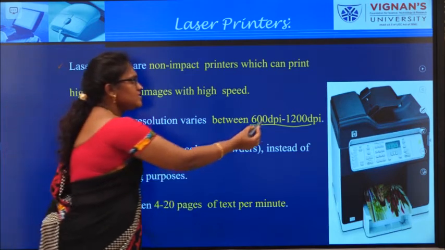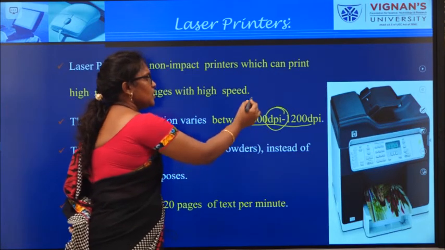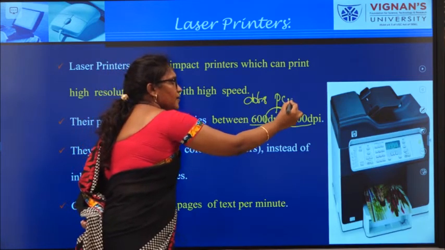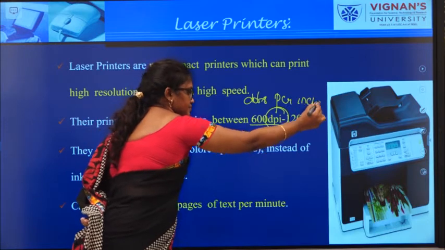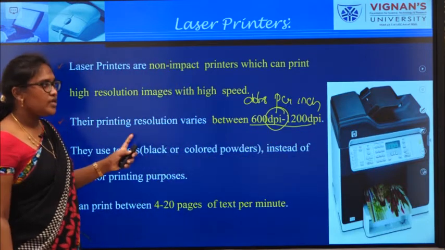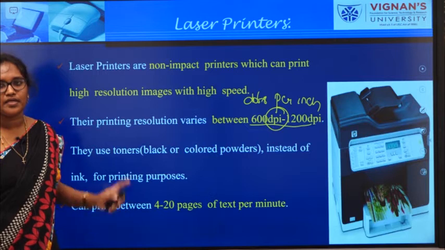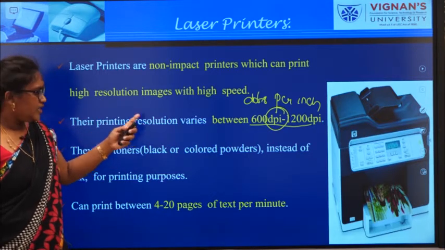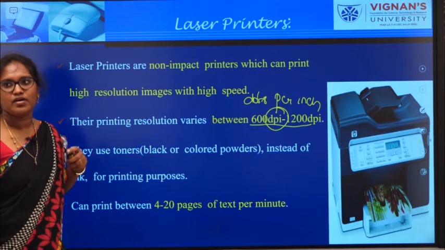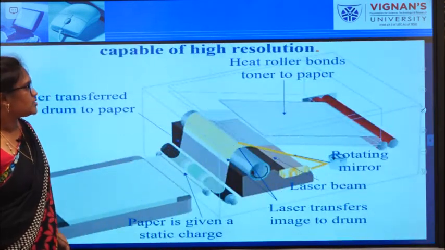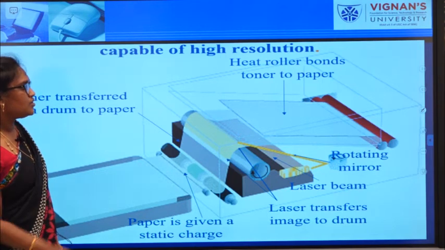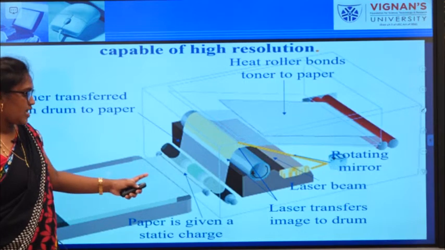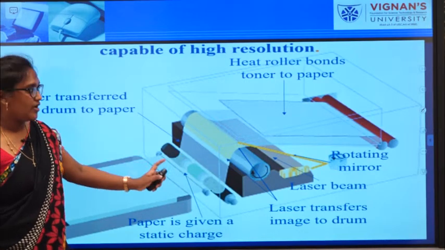What is this? DPI means dots per inch. So with the help of a laser printer, compared to a non-impact printer like the inkjet printer, it will produce more papers within a fraction of seconds. So this is how exactly the laser printer functionality works inside.